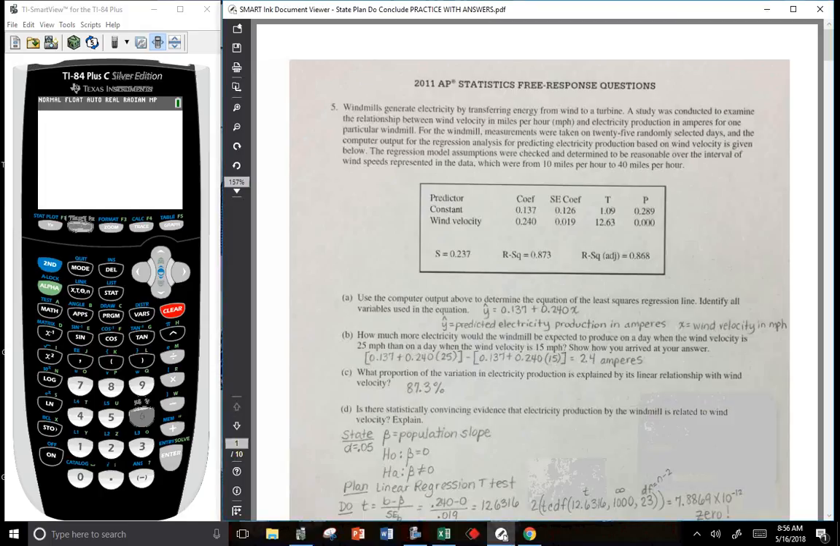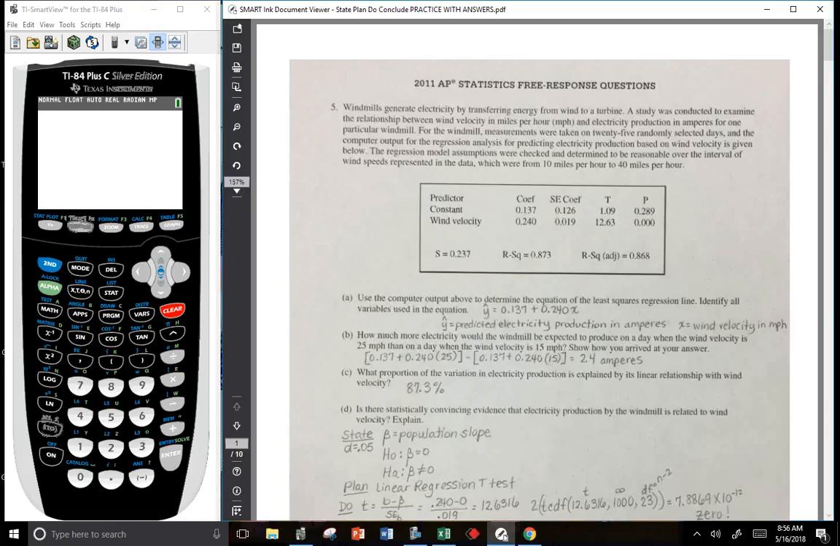Okay, so windmills generate electricity by transferring energy from wind to a turbine. A study was conducted to examine the relationship between wind velocity in miles per hour and electricity production in amperes for one particular windmill. At that point, even teaching Algebra 1, teaching Algebra 2, students have a hard time distinguishing what's my X and what's my Y, what's independent, what's dependent, what's explanatory, what's response.